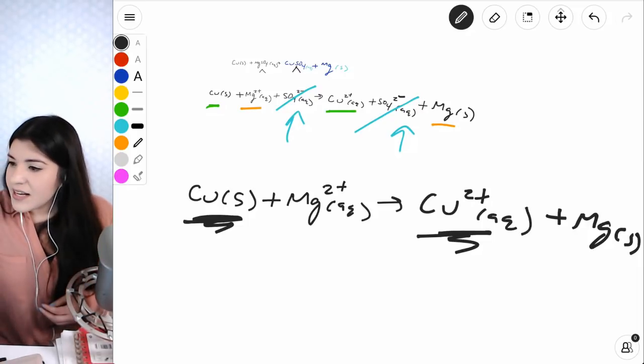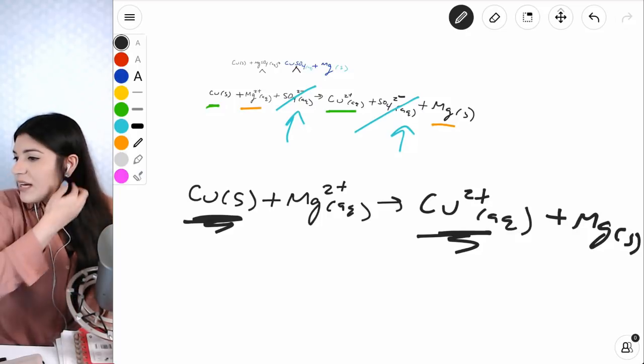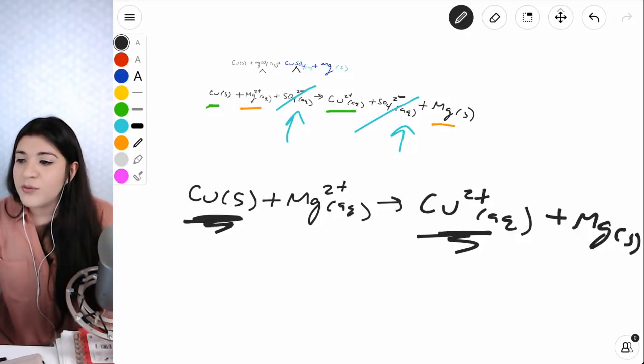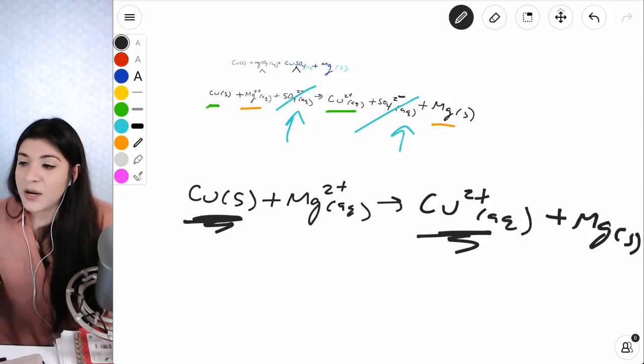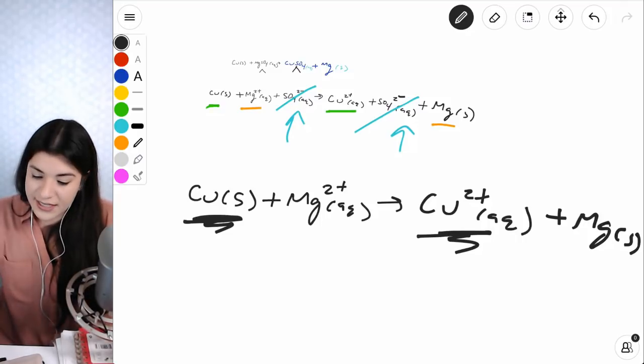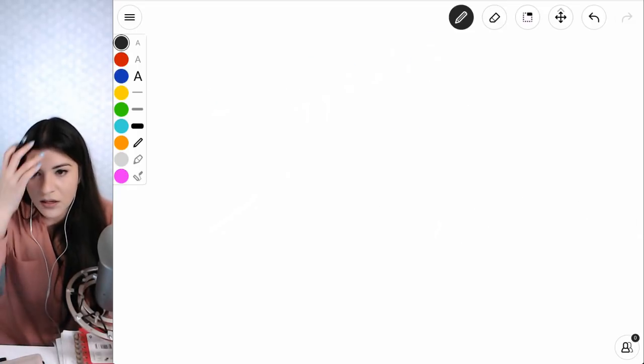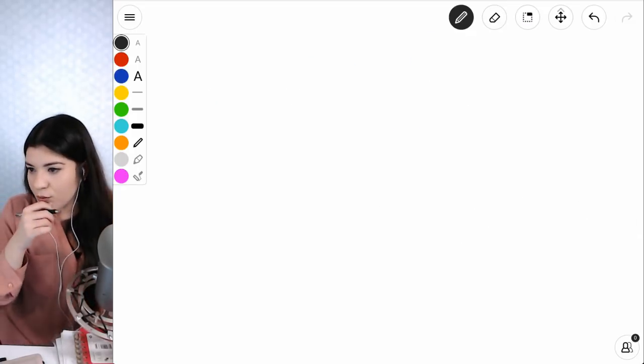So Max asks, can you explain solubility? I understand that you need to look at the table to figure it out, but I don't find that very helpful. I think this goes hand in hand with precipitation and aqueous reactions. Yes, it does. Okay, so let's see how I can write this real quick.